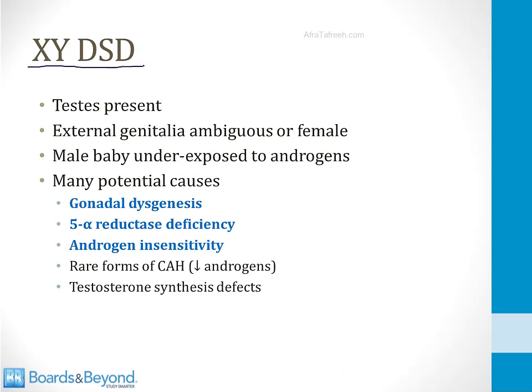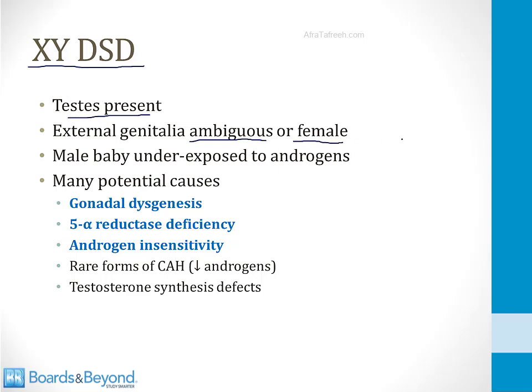Now let's talk about the XY disorders of sexual development. In these disorders, the individual is chromosomally male because they have an X and a Y chromosome, so testes are usually present, although not always. We'll talk about that in a minute. The external genitalia may be ambiguous or may be female.